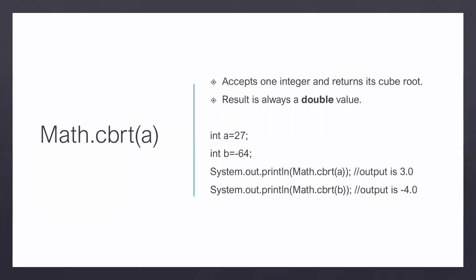The next one is Math.cbrt, which stands for cube root. This method accepts one integer and returns its cube root, and the result is always a double value. So here you can see int a is equal to 27 and int b is equal to -64. The first one's output will be 3.0 and the second -4.0.